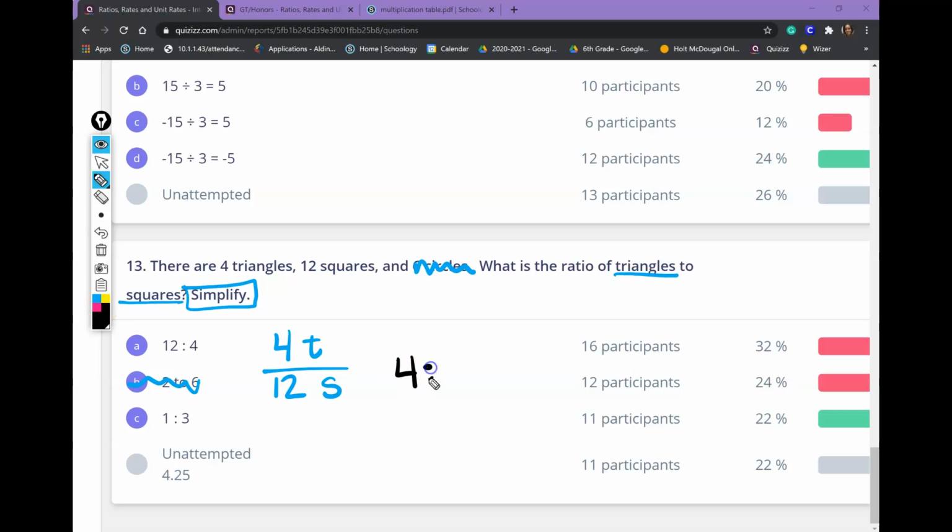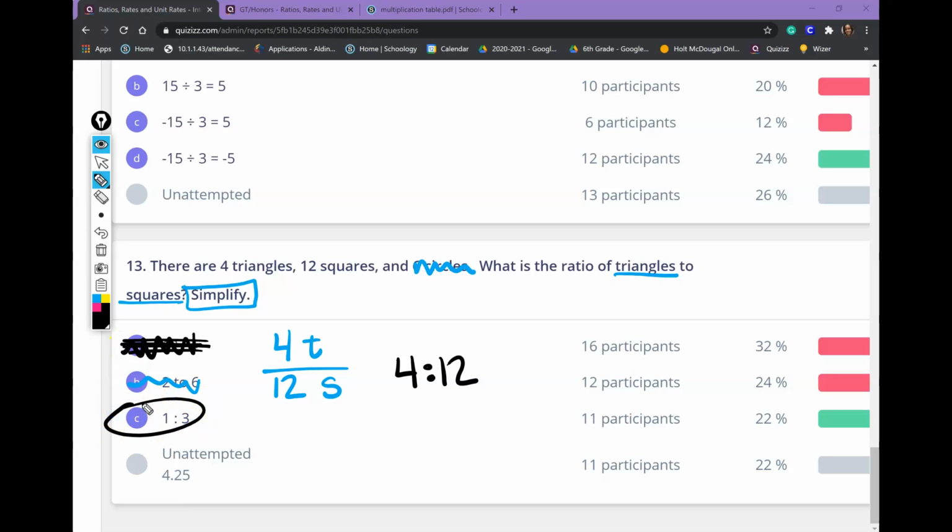That 4 to 12 is not the same thing as 12 to 4. That's not saying that. That's saying there's 4. They're saying there's 12 triangles and 4 squares. So my only answer choice is C.